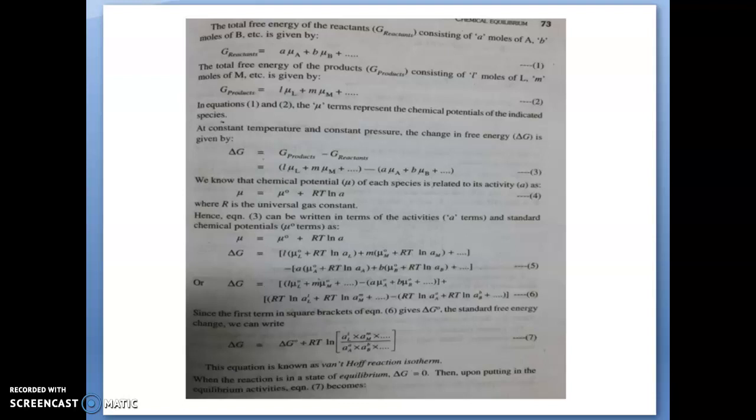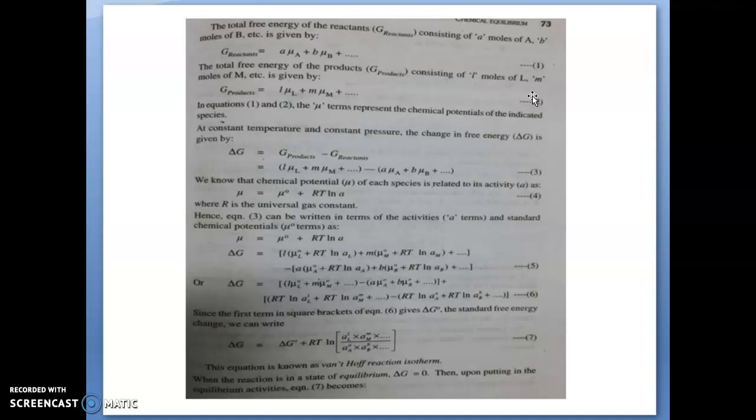G reactant = a mu_A + b mu_B + etc. And for the products, G product = l mu_L + m mu_M + etc. This is equation 1 and this is equation 2. Equations 1 and 2 represent the new term, the chemical potential of the species, the component.